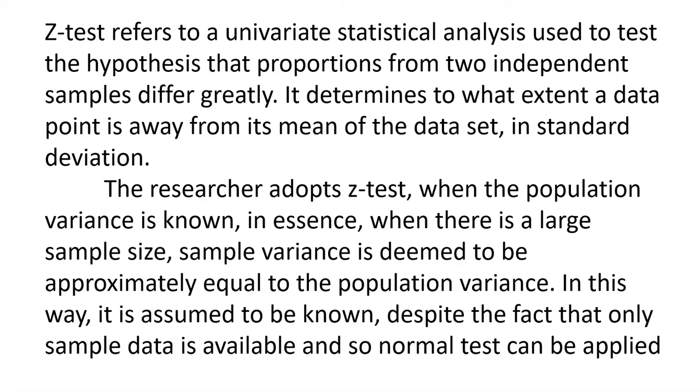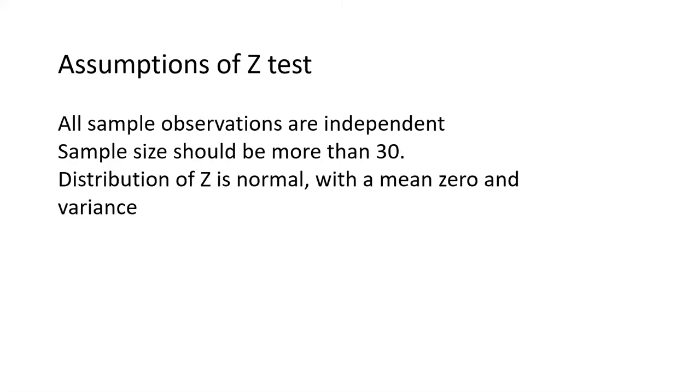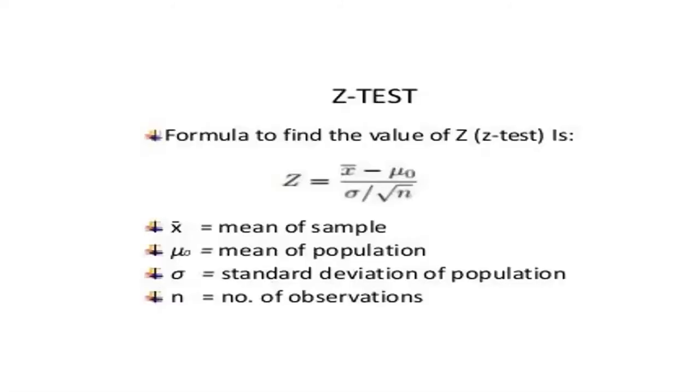Let's see its assumptions. What are the assumptions of Z test? All the sample observations are independent. Then the sample size should be more than 30, meaning the sample size should be large. Then the third one is that the distribution of Z is normal with mean 0 and variance 1, meaning the normal distribution is used.